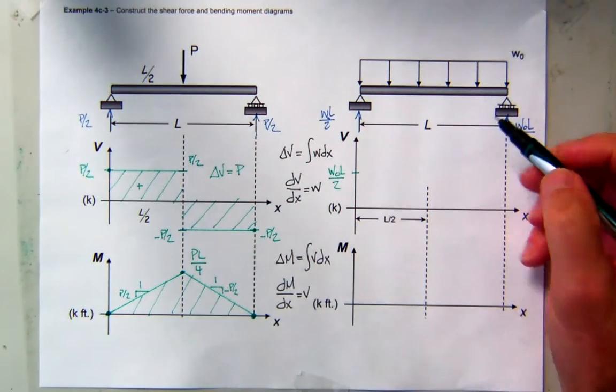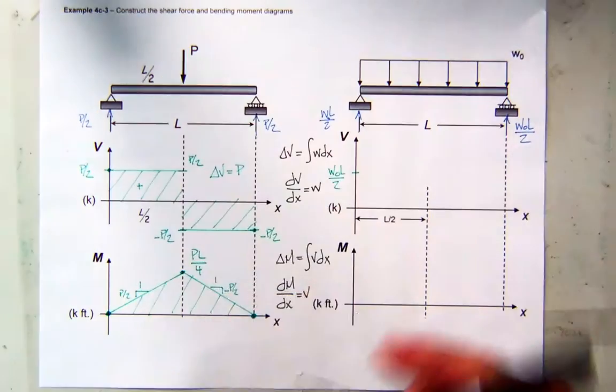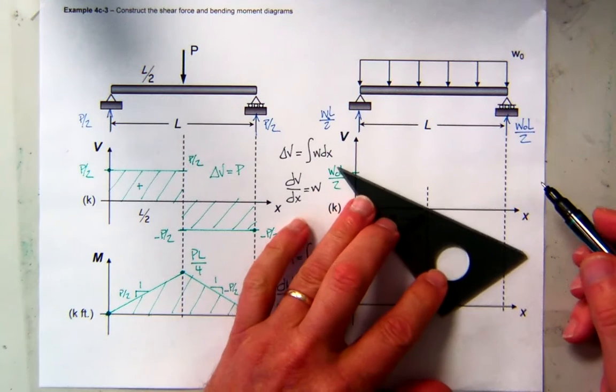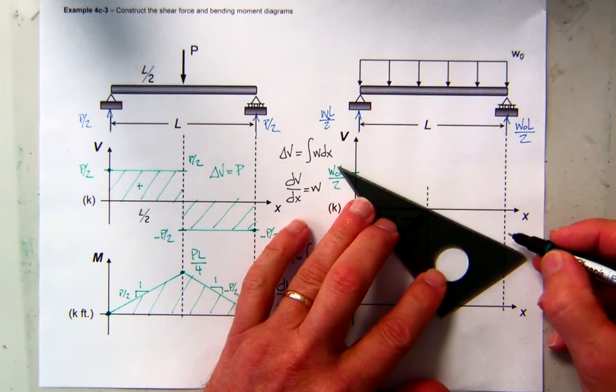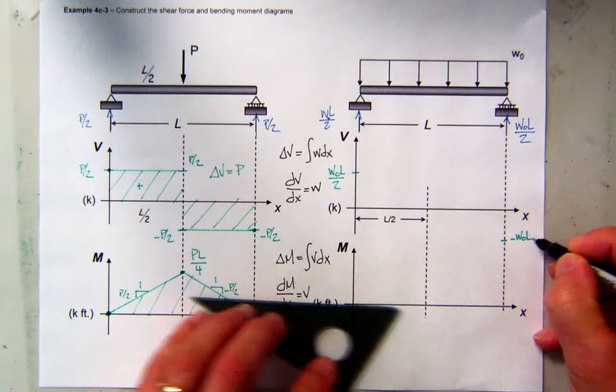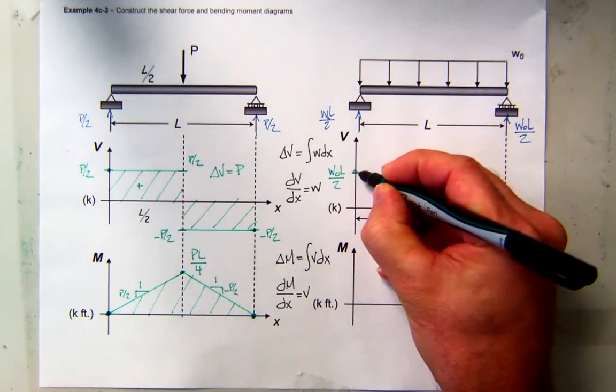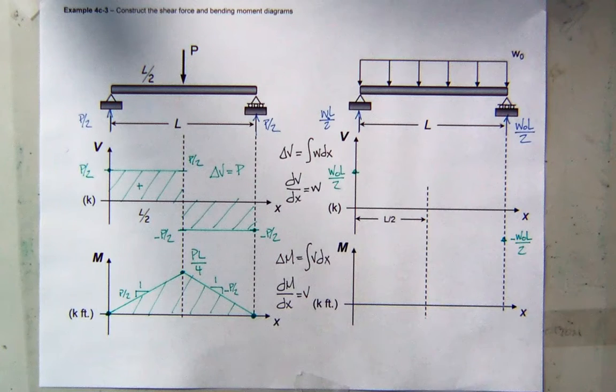What about the other side? What's it want to do? Rotate counterclockwise. So it's going to be negative, right? Yeah. So again, I know where I'm starting. I know where I want to end. Let's see if I can connect the dots.